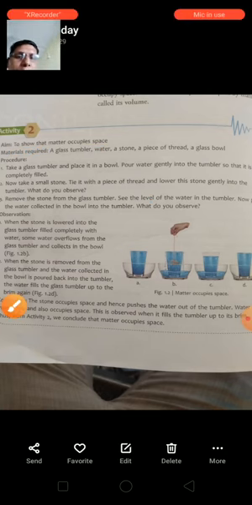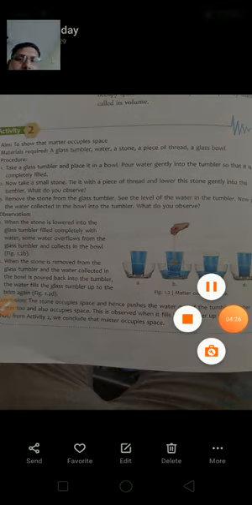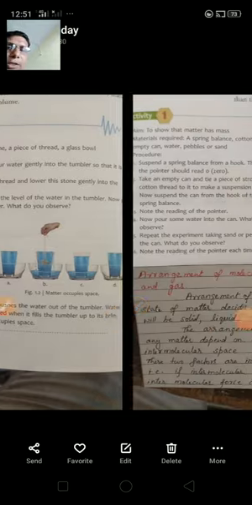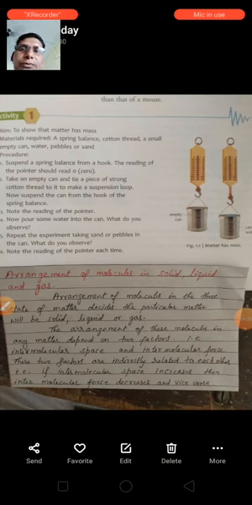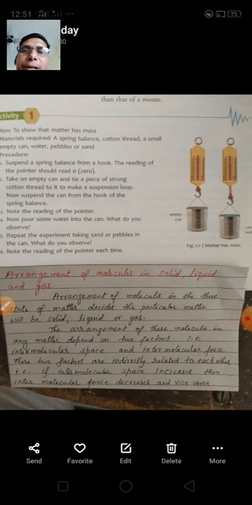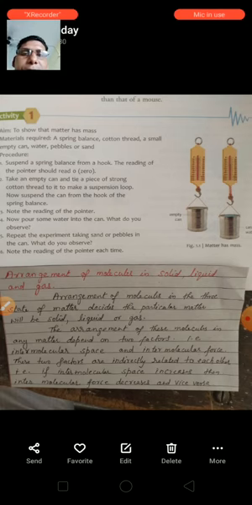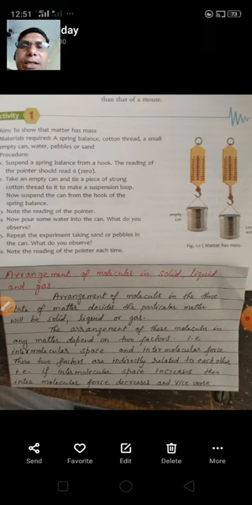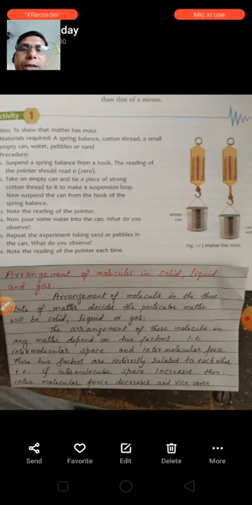Now we'll see the next experiment in which it is proved that matter has mass. You can see here a simple experiment which is given in your book to show that matter has mass. What are the materials required? A spring balance, a cotton thread, a small empty can, water, and pebbles or sand.